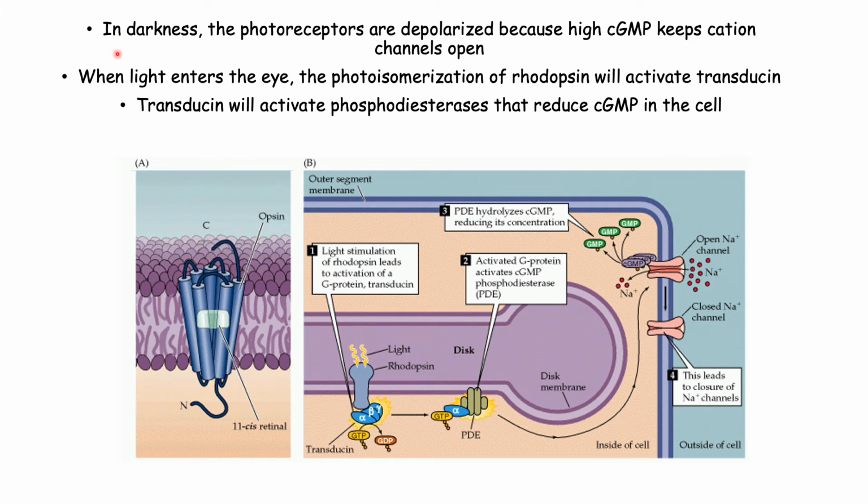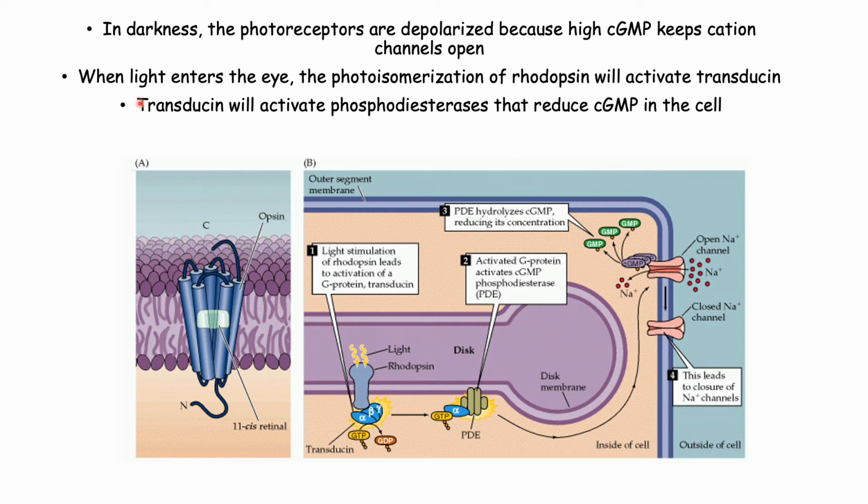So during darkness, photoreceptors are depolarized because of high cyclic guanine monophosphate, cyclic GMP, that keeps cation channels open. This can be seen here in the image, where the high cGMP in the cell will keep the Na channels open. This is happening during darkness.